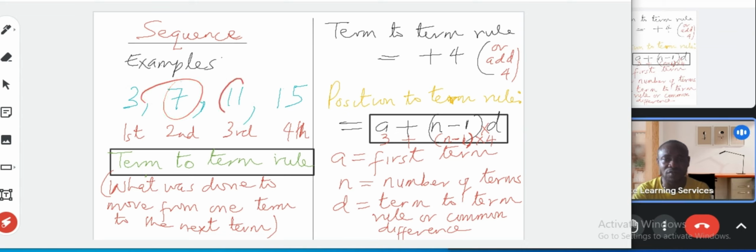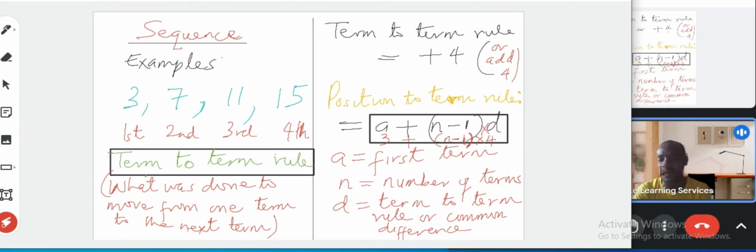From the second term to the third term, you added 4. From the third term to the fourth term, you added 4. In all cases, it's always plus 4, plus 4, plus 4. So it has a common difference.